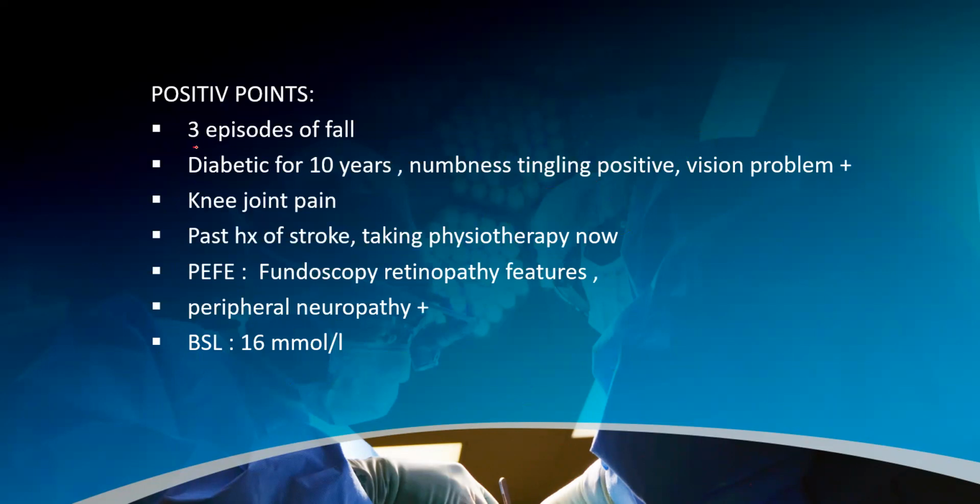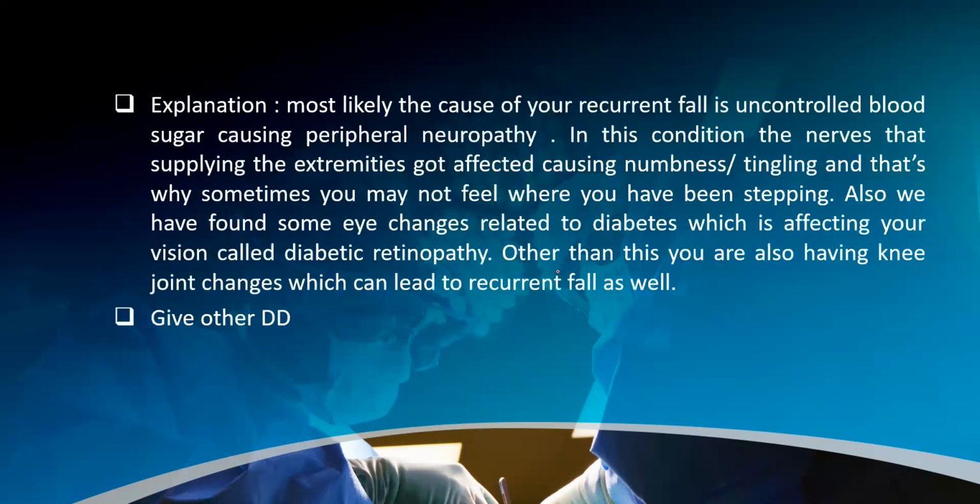So positive points: 3 episodes of fall. The patient is diabetic for 10 years, having numbness, tingling, having vision problem, having knee joint pain, previously had a stroke, having trouble with walking and taking physiotherapy now. Physical exam: fundoscopy shows retinopathy, peripheral neuropathy positive, and BSL 16. So these are your positive points.